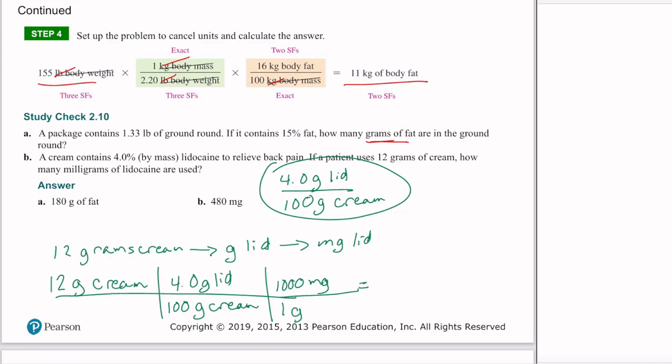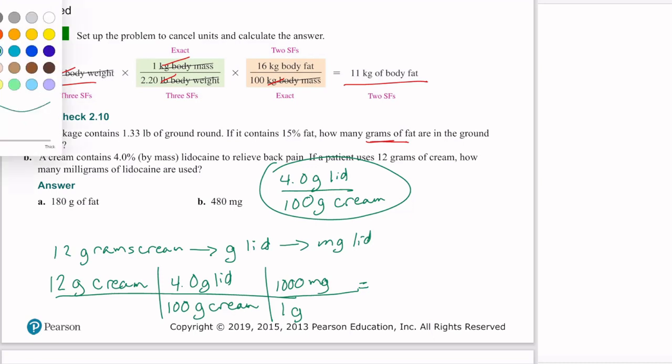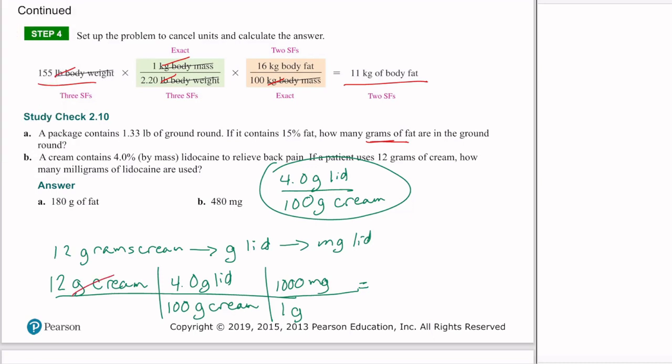And so we're going to multiply 12 times 4 times 1,000 and then divide by 100. And we see that grams of cream cancels, grams of lidocaine cancels, and we're left with milligrams of lidocaine. To calculate this, we'll say 12 times 4 times 1,000 divided by 100, and we get 480 milligrams of lidocaine.